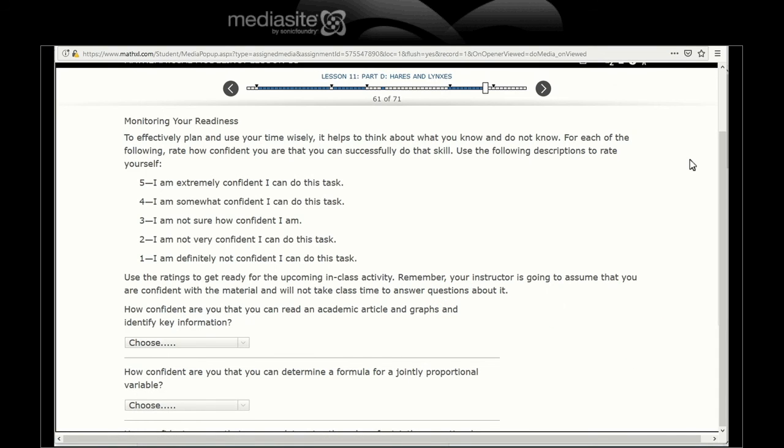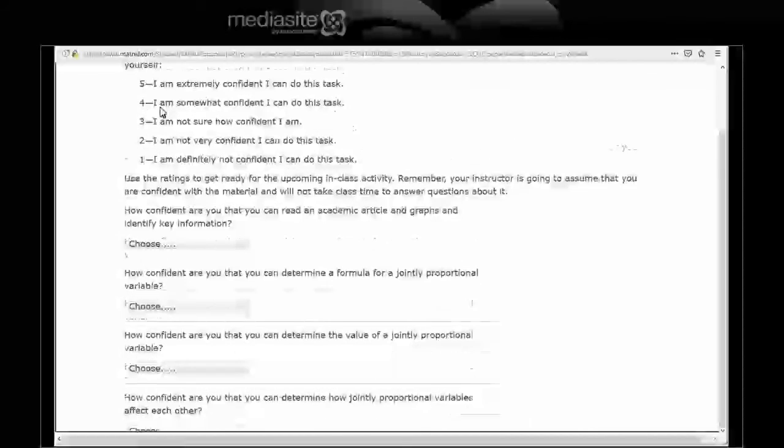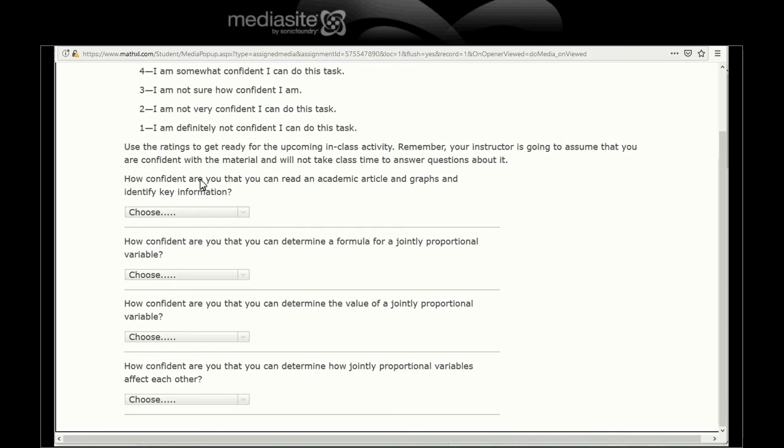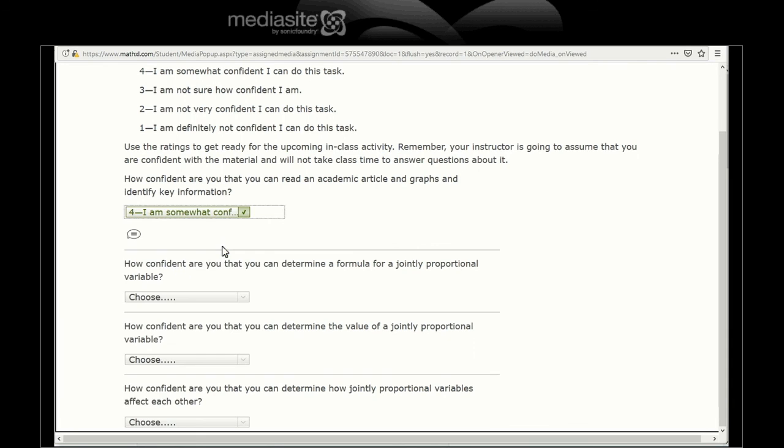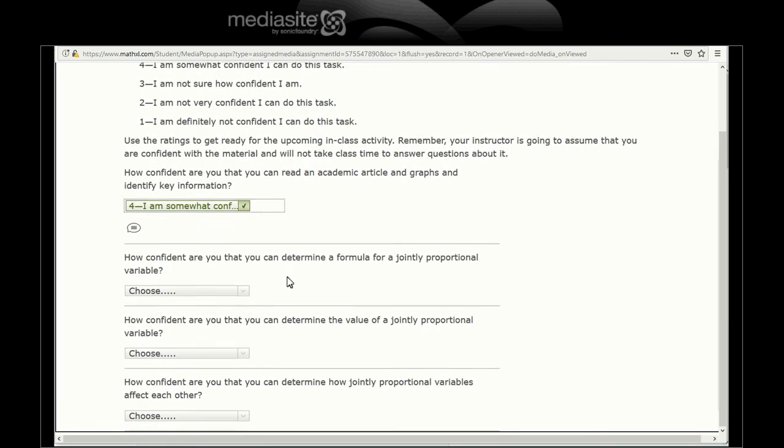So let's see. Hey, we're done with this one already. That was a quick one. Let's see how we feel. How confident are you that you can read an academic article and graphs and identify key information? Depends on how bored I get.